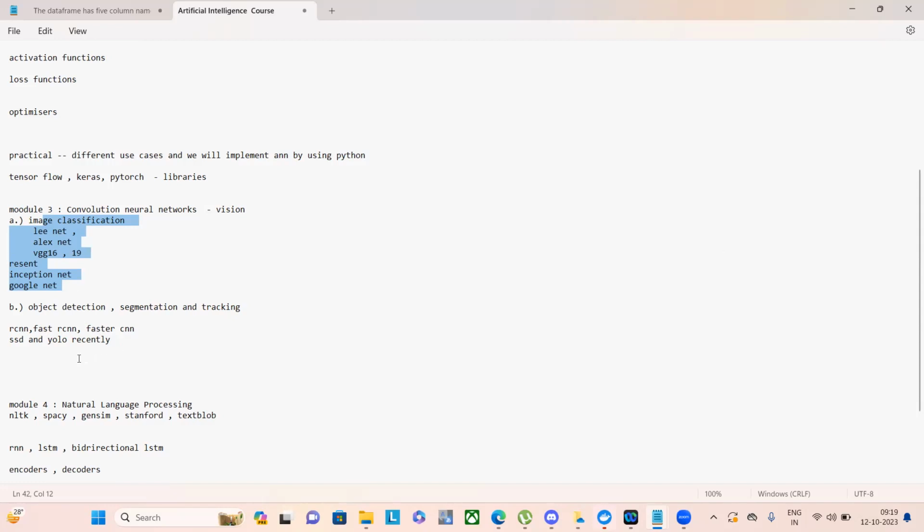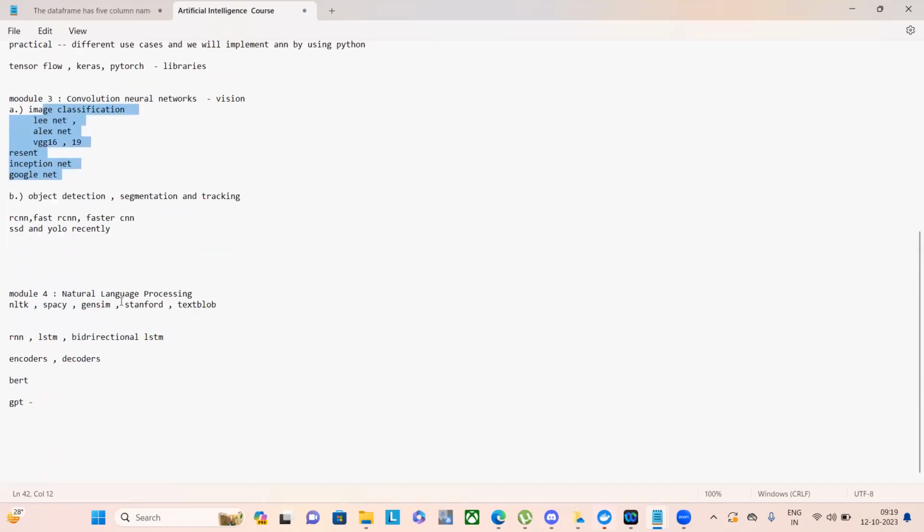RCNN, Fast RCNN, Faster RCNN, SSD, YOLO models. YOLO V1, V2, V3, V4, V5, like that so many versions have come related to YOLO models. YOLO is nothing but You Only Look Once. Just only once it will look and it will get identified. So that is what is meant by YOLO.